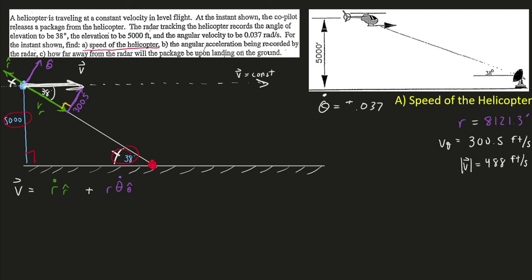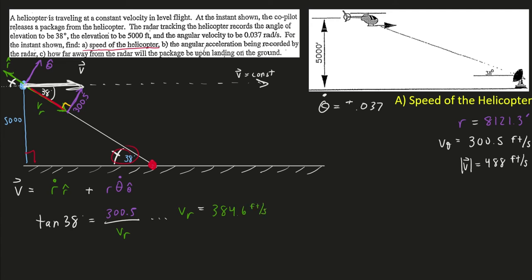Alright, good. While we're right here, why don't we just figure out that radial component of the velocity. I'll use tangent. Tangent of any angle of a right triangle will equal the opposite, which I know, over the adjacent. And doing 300.5 divided by the tangent of 38, we'll get 384.6. Write that a little nicer.